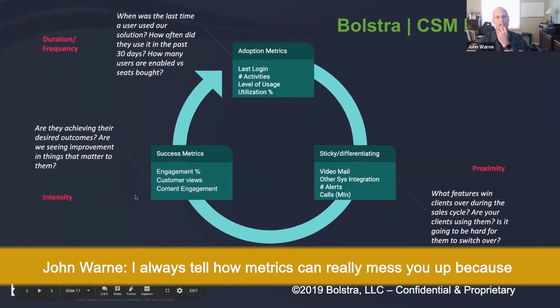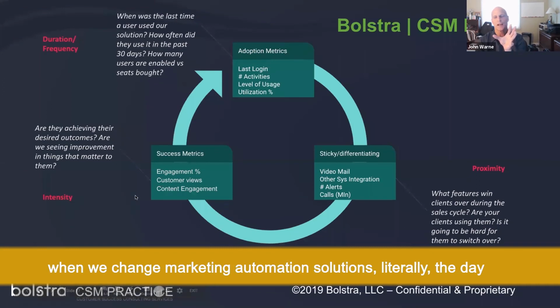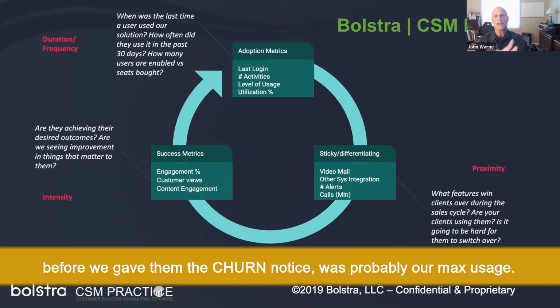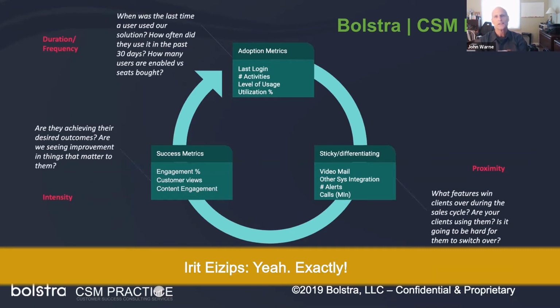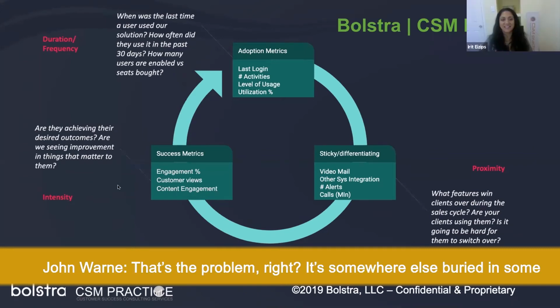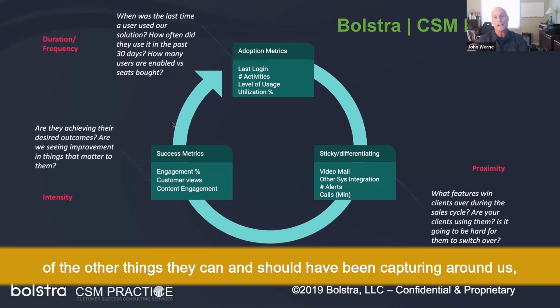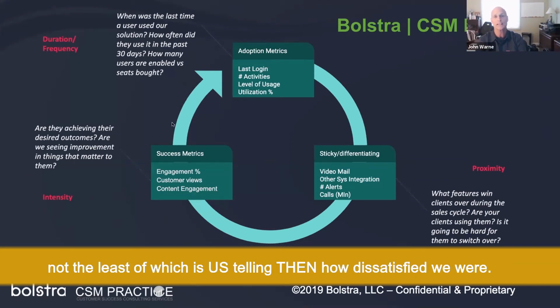That's the intent. I always tell how metrics can really mess you up, because when we changed marketing automation solutions, literally the day before we gave them the notice was probably our max usage. Exactly. So it's somewhere else, buried in some of the other things that they can and should have been capturing around us, not the least of which was us telling them how dissatisfied we were.